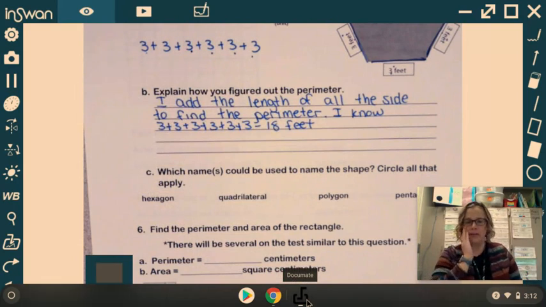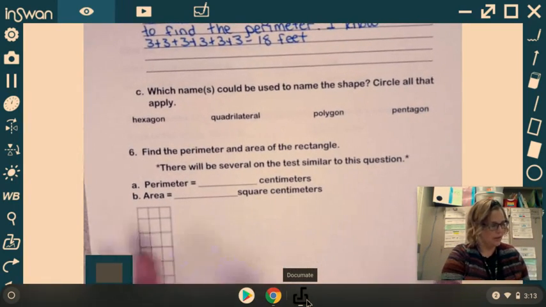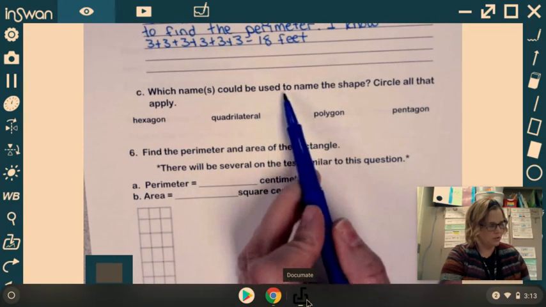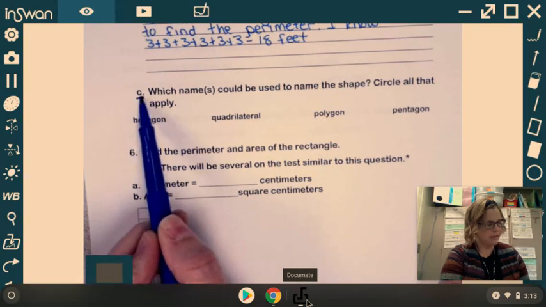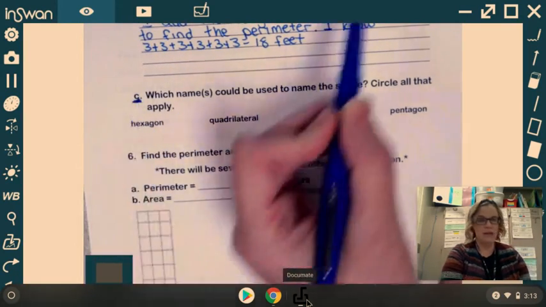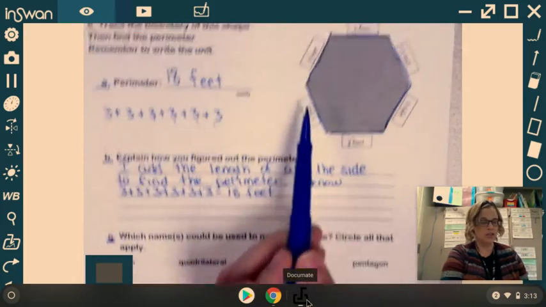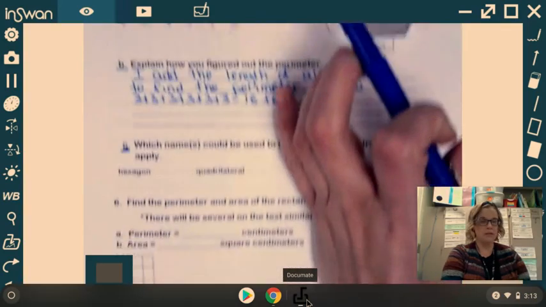So I have a short sentence, 2 sentences to help me. All right, which names could be used to name the shape? So this is part C. So we've got A, B, and C, and they're all talking about this shape up here. So what names could this shape be?